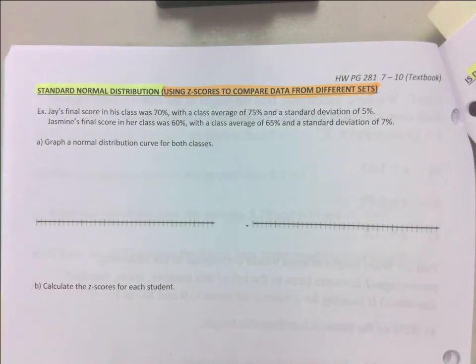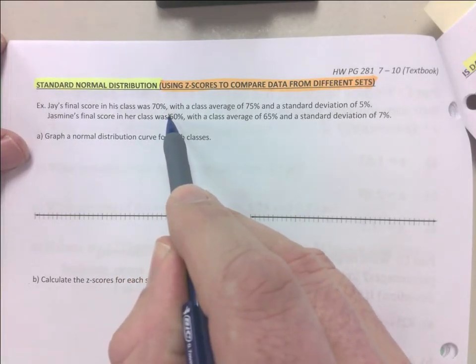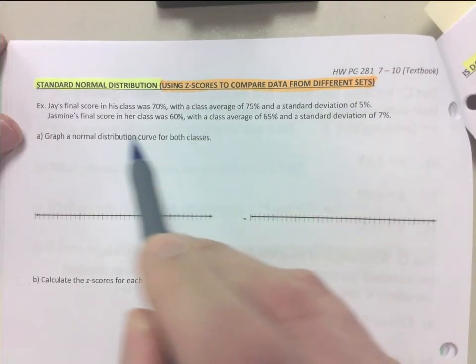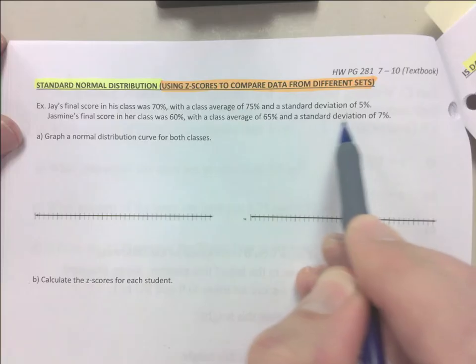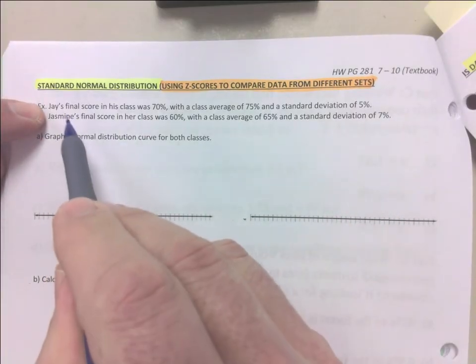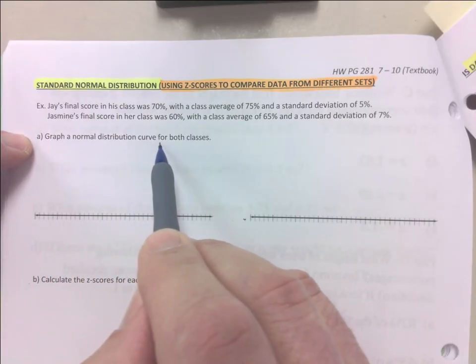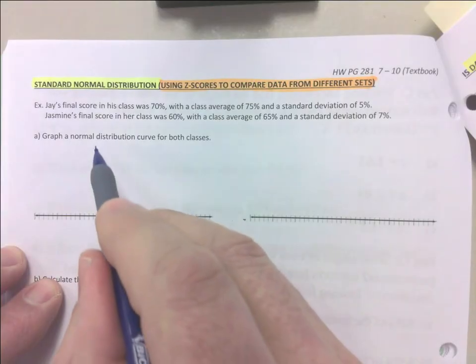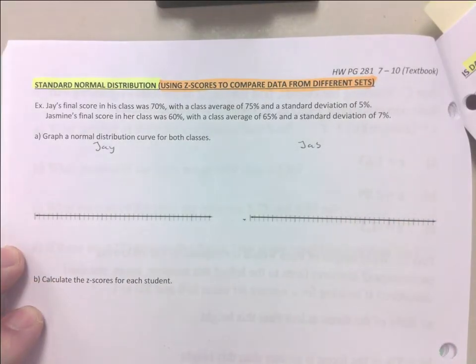Right? So the classic is, it's not just test scores, but let's say there's two students here. Jay's final score in his class is 70%, with a class average of 75 and a standard deviation of 5%. Jasmine's final score was 60%, a class average of 65, a standard deviation of 7, right? So there's two students, different classes. So we're gonna graph a normal distribution curve for both of the classes, okay? So we're gonna have Jay over here and Jasmine over on the other side.